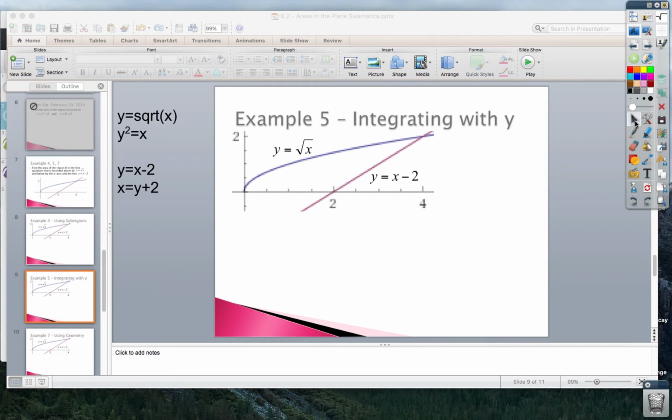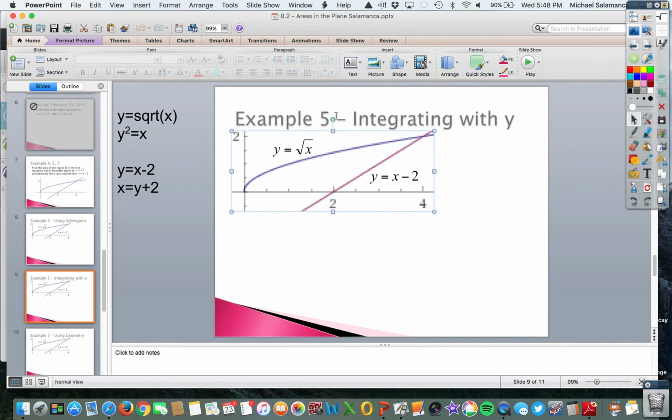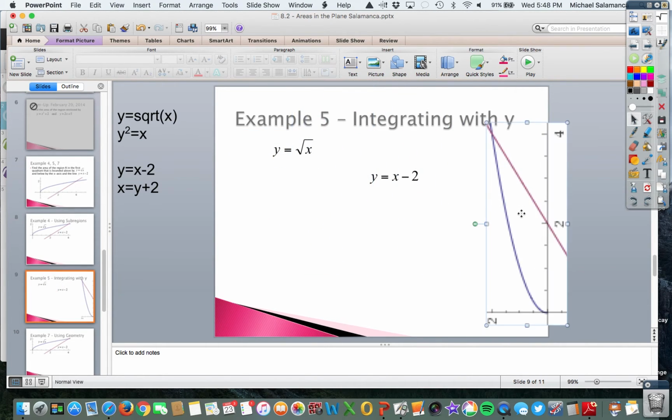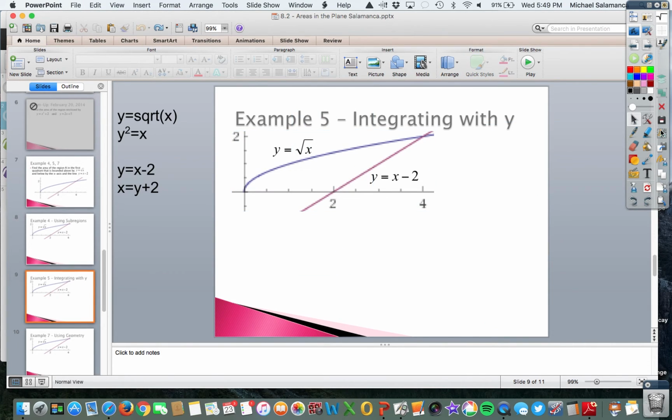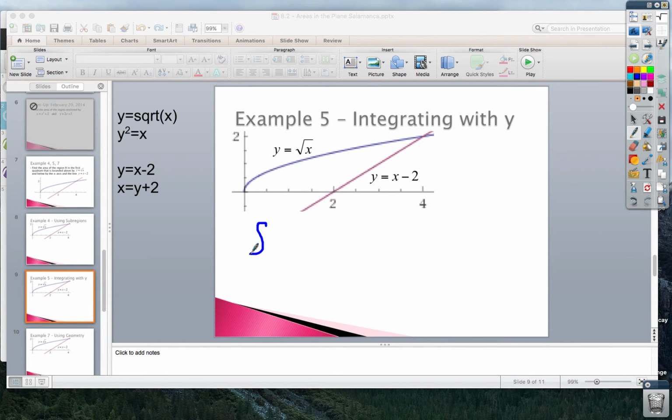So imagine taking this graph and rotating it like so. What you'll notice here is that the line y equals x minus 2 is on top, just like we've been looking for. Let's keep that in mind. So now we're going to integrate from 0 to 2, because keep in mind now we're integrating with respect to y. The highest this y value gets is 2, the lowest it was 0.